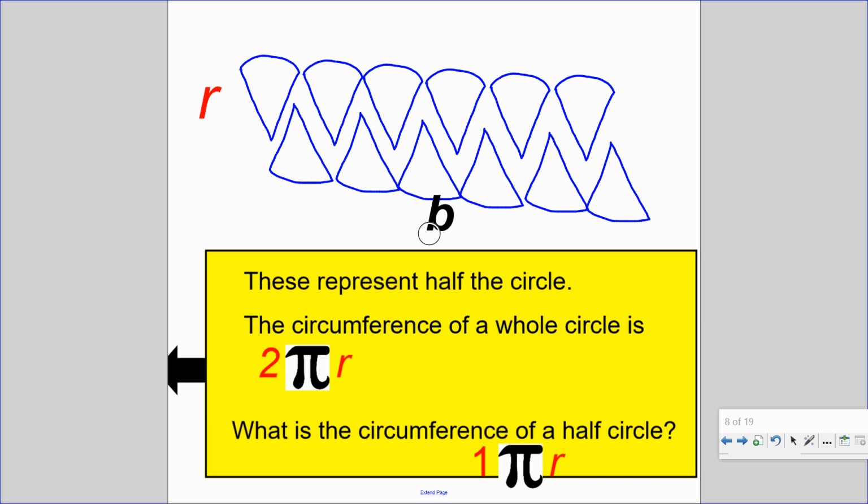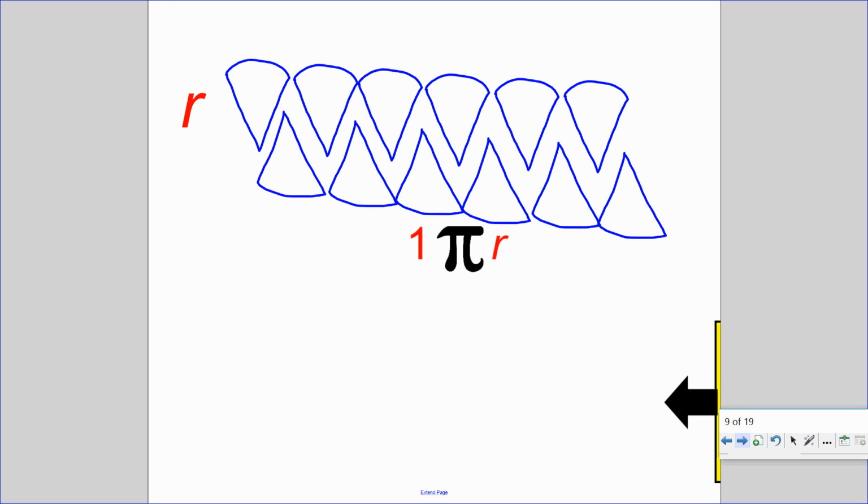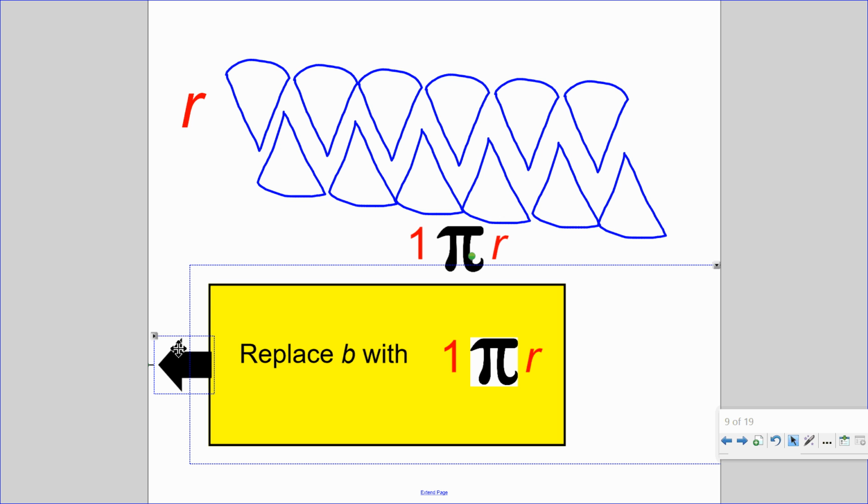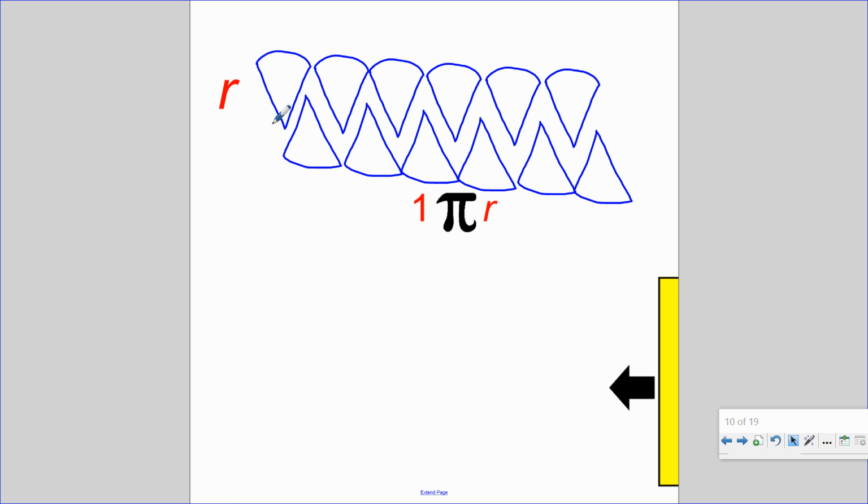So now let's replace this base with 1 pi r, because this represents half of a circle, the distance around half of a circle, so it would be 1 pi r. Now replace the base with 1 pi r on your board. So here is our parallelogram. The height is radius, the base is 1 pi r.